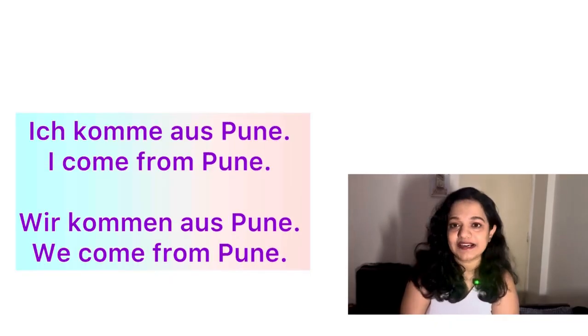If I want to make a sentence, I come from Pune, I would say ich komme aus Pune. Aus means from, okay? If I want to say he comes from Pune, I would say er kommt aus Pune. If I want to say we come from Pune, it will be wir kommen aus Pune. So can you believe it? You are making sentences in German just after your first crash course. Congratulations!